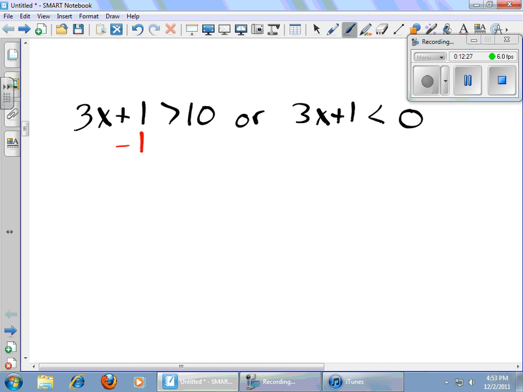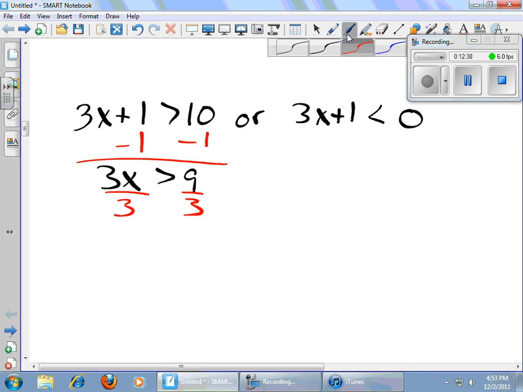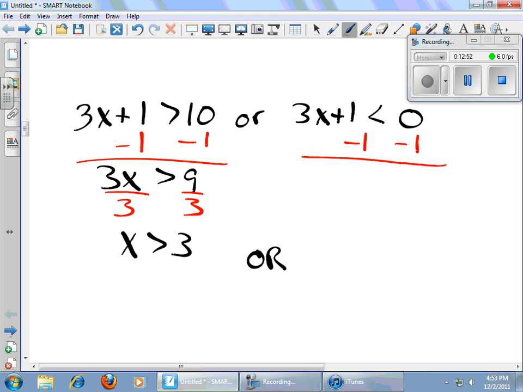First of all, I'm going to subtract 1 from both sides. I'll get 3x is greater than 9, and then I will divide by 3, and then x will be greater than 3. That is one part of the solution. Or I'll jump over here, and on this one I'm actually going to subtract 1 from each side. Just like I did in the first one, I'll get 3x is less than negative 1, and then I'll have to divide by 3, giving me the inequality x is less than negative 1/3.